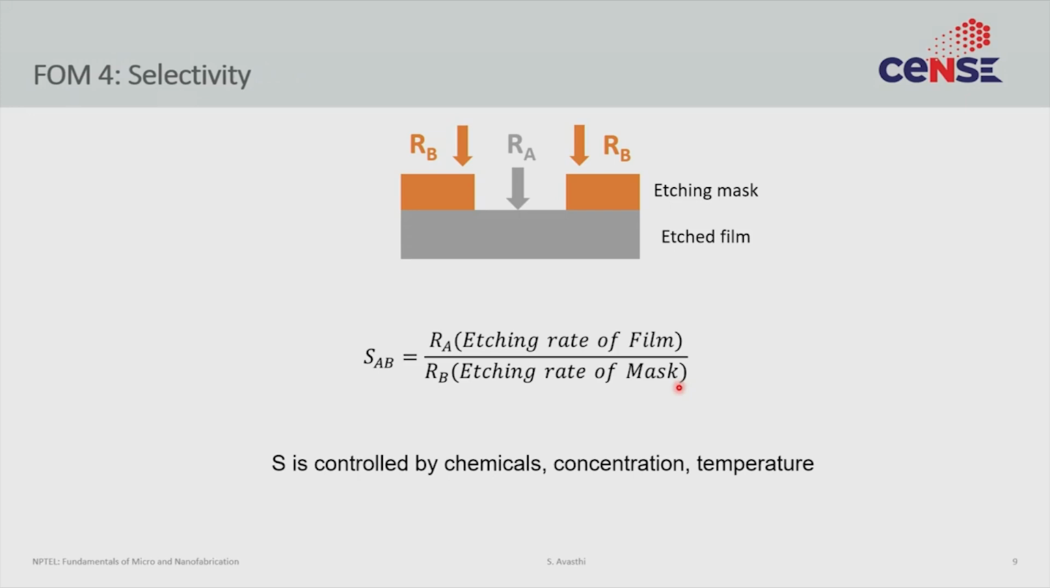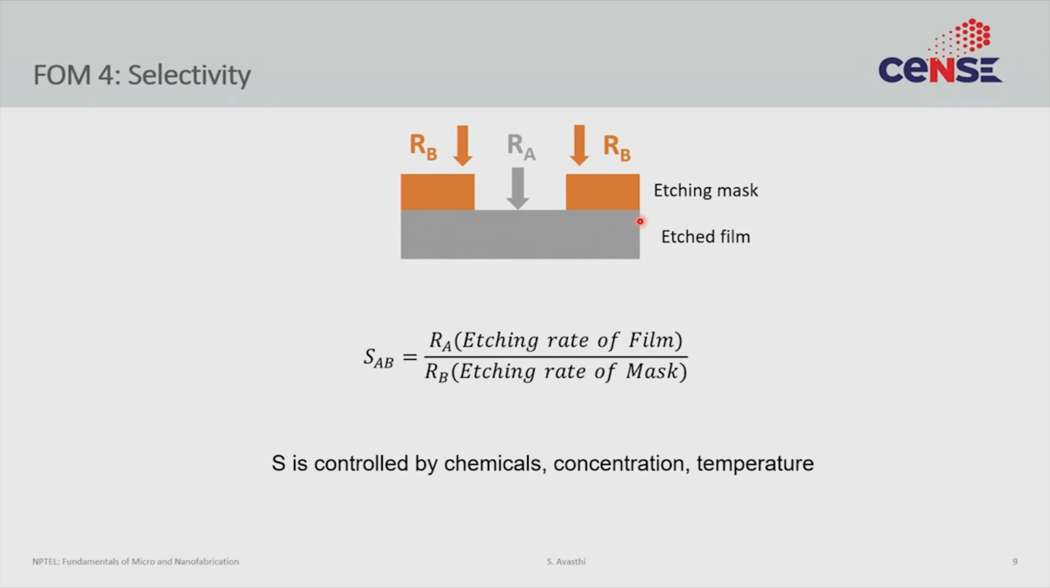Selectivity can actually be equal to 1 if the etching rate of the mask and the etching rate of the film are equal. Now, you would think that that is a worthless etch, but it's not really, because that simply means that the maximum etching depth that you can realistically achieve is equal to the thickness of the mask. So, supposing your mask thickness was 1 micron and your selectivity is 1, then the maximum hole you can possibly etch is 1 micron.